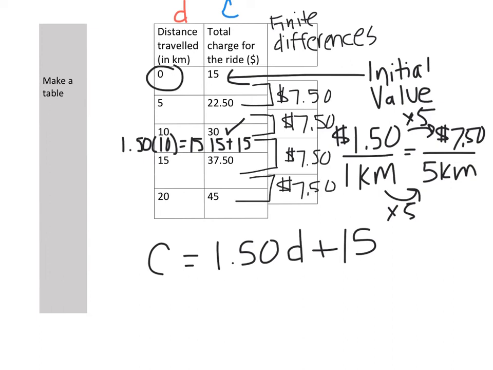So if we go through this process of finding the finite differences and they're all the same, this means that we have a linear relationship because the y values are changing by the same amount each time, and the x values are also changing by the same amount each time. What you'll notice here is that the $7.50 that we got for the finite difference in the table matched up with the rate of change calculation that we did over to the side here.